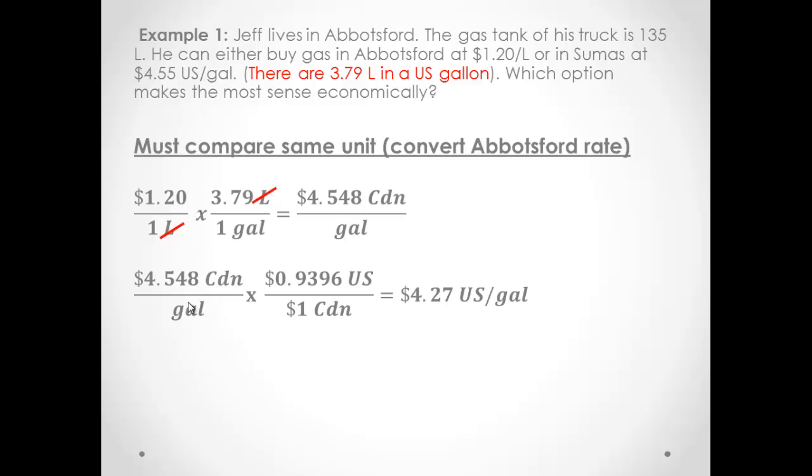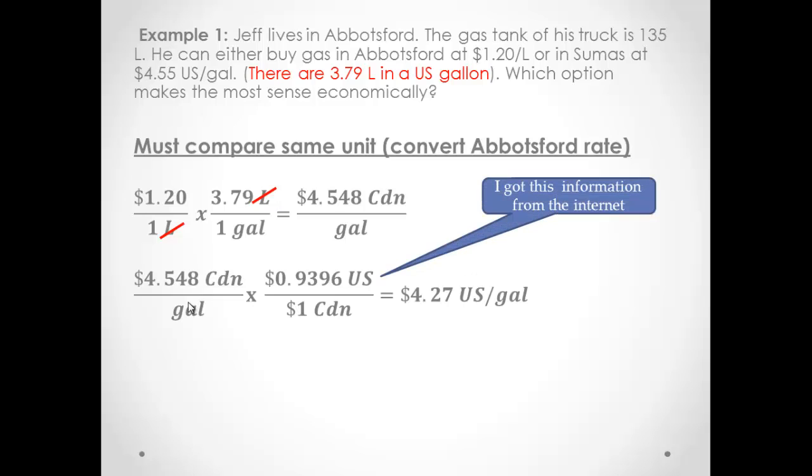So we start with our $4.548 Canadian per gallon. We got to change it to American. So as you see, we have a conversion factor again here, American dollars versus Canadian dollars. And I got this information from the internet. This is from a while ago, so this may not be the rate right now. But what we see is the Canadian dollars cancel out, and we have an answer left in American dollars per gallon. We compare this $4.27 to the $4.55. We see that this one is cheaper.